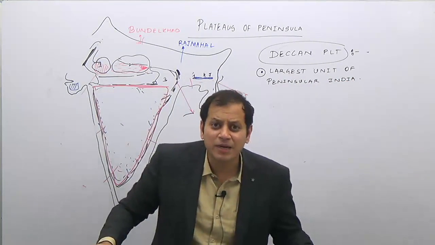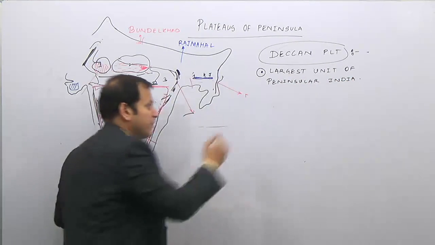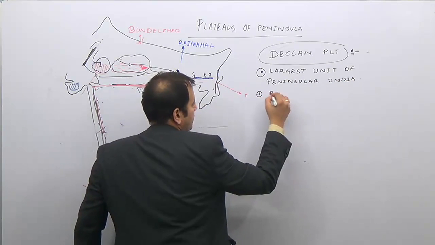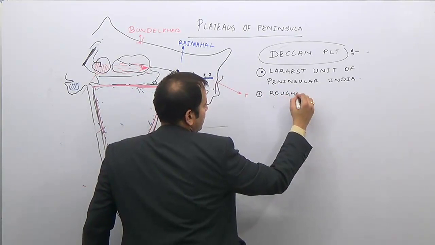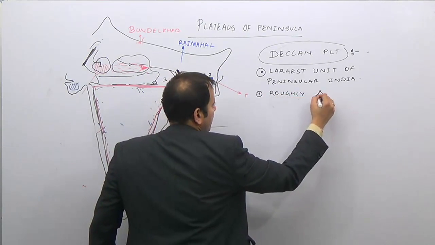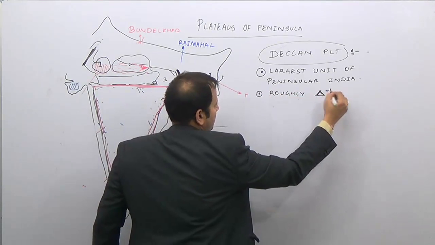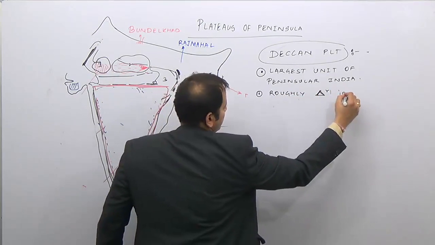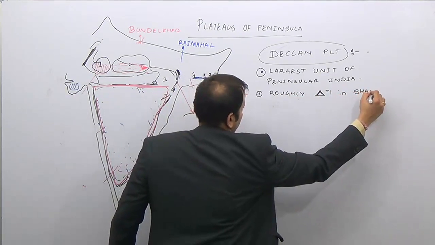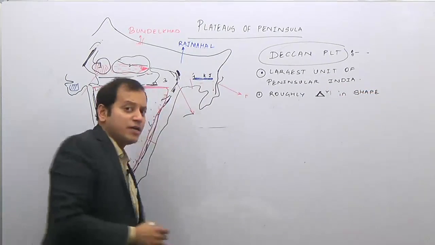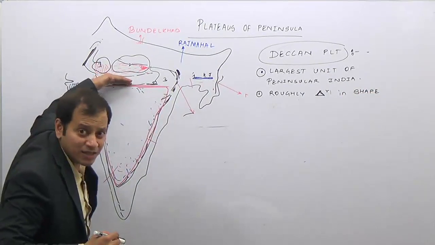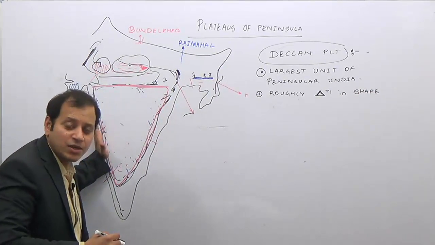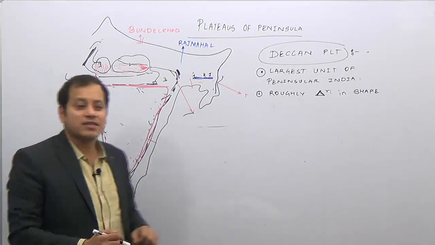And what is its boundary? What is its shape? It is roughly triangular in shape, which is bordered by the Satpuras in the north, the Western Ghats in the west, and the Eastern Ghats in the east.